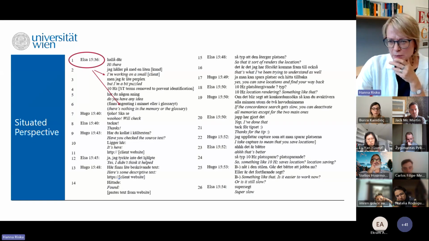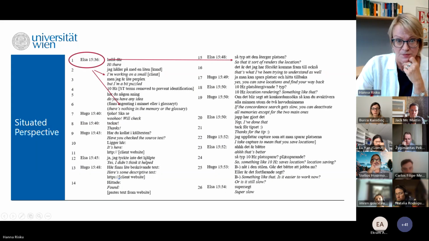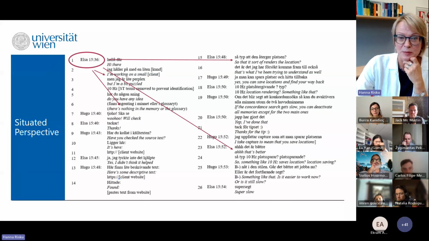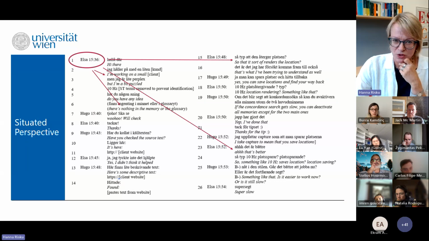He formulates assumptions about the meaning of the source term, so that sort of renders the location, and reconsiders these assumptions. "That's better. So something like 10 Hertz saves location, saving," which happens in response to Hugo's assumption on line 22. "I take capture to mean that you save locations."